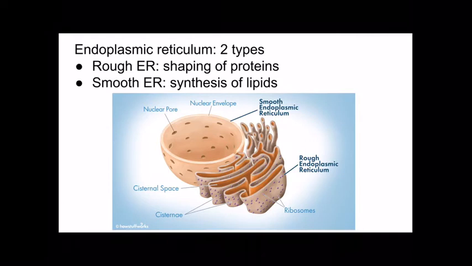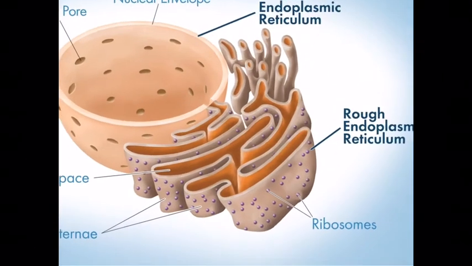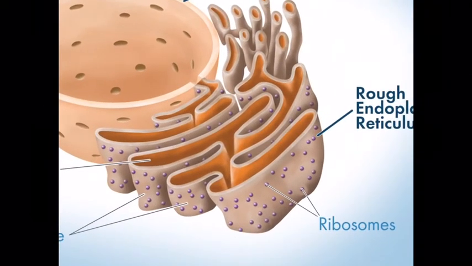But anyway, the rough endoplasmic reticulum is the one that's toward the bottom, and it's called the rough endoplasmic reticulum, or rough ER, because the surface appearance of it looks like it's rough. And the thing that makes it appear rough are ribosomes. Those are the little purple balls that we see there. Those are ribosomes that are embedded in the membrane of the rough ER.